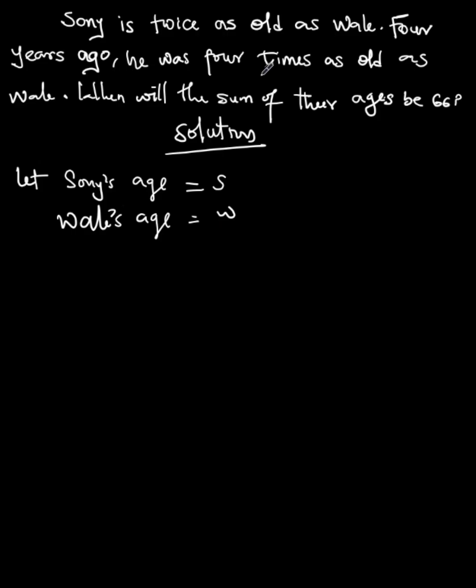right? So the first instruction given is that Sonny is twice as old as Wally. So Sonny, which is S, is twice of Wally, which is 2 times W, right? So let's keep this instruction 1. Now, 4 years ago, Sonny was 4 times Wally's age. So first, what is Sonny's age 4 years ago? What was Wally's age 4 years ago?